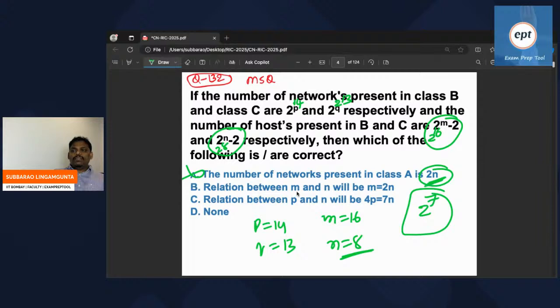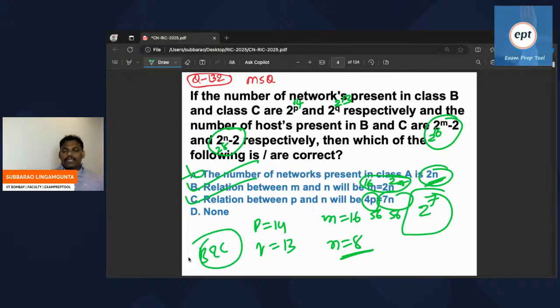The relation between M and N will be M is equal to 2N. What is the M? 16. What is the N? 8. 2 into 8, 16. I think that is true. The relation between P and N will be 4P is equal to 7N. What is 4P? P is going to be 14. 14 fours, 56. 7N, 7 8s 56. True. So I think B and C are correct for this problem.